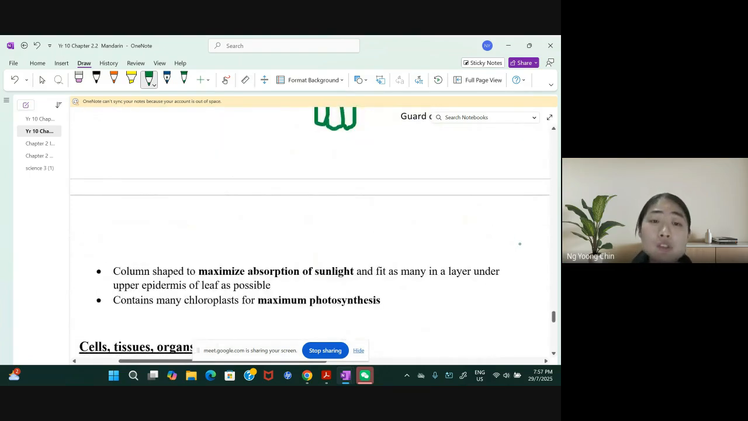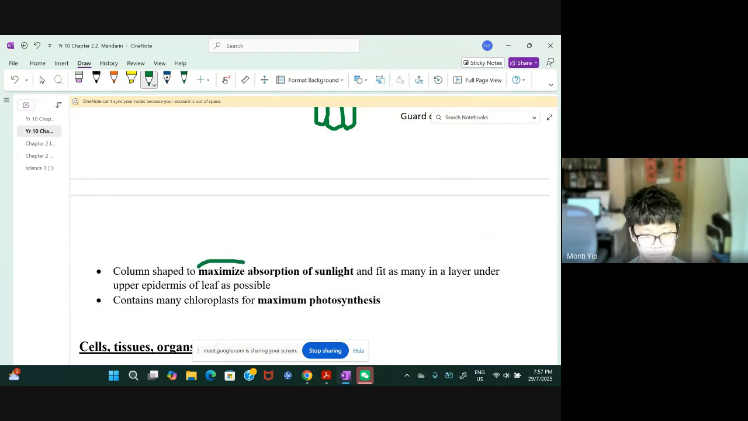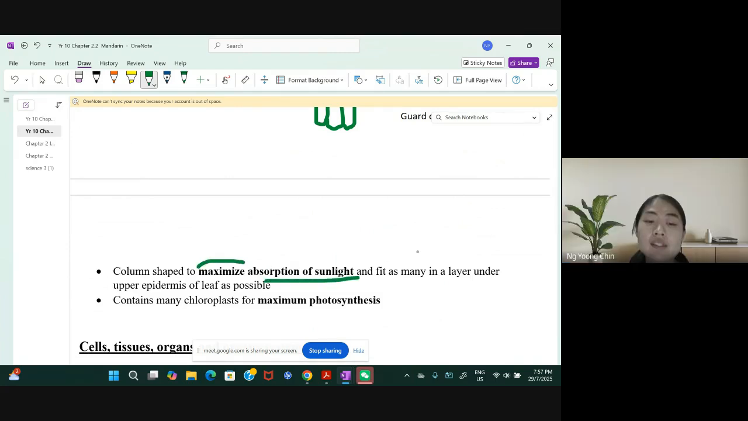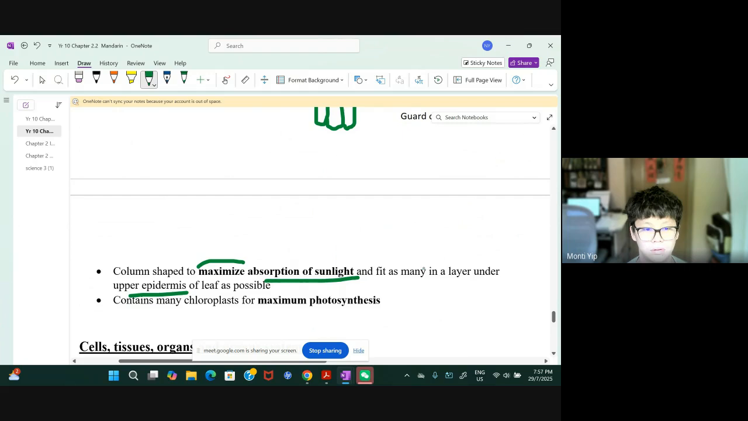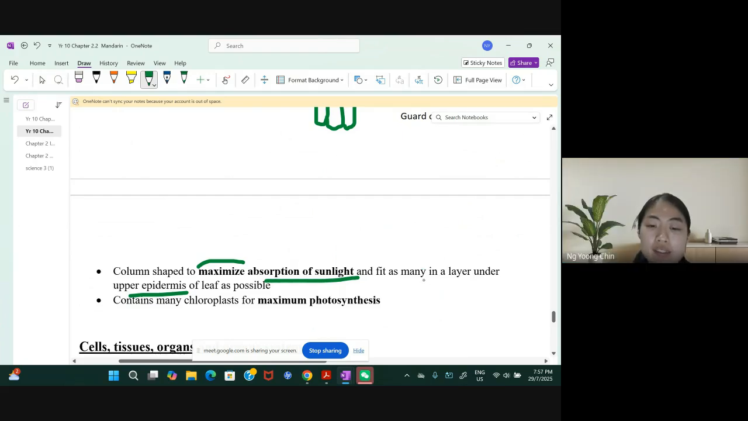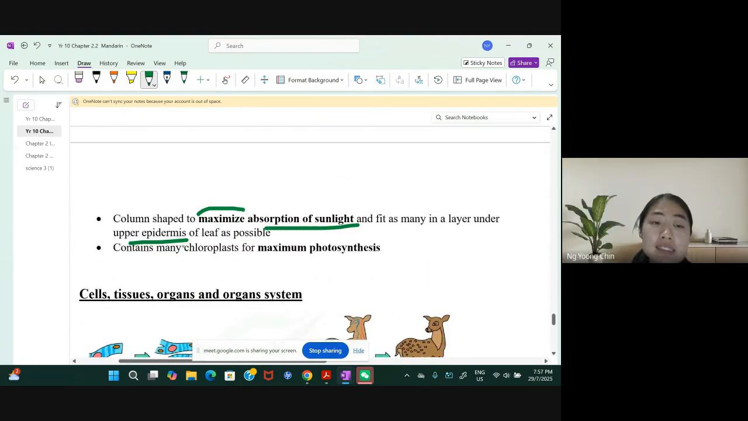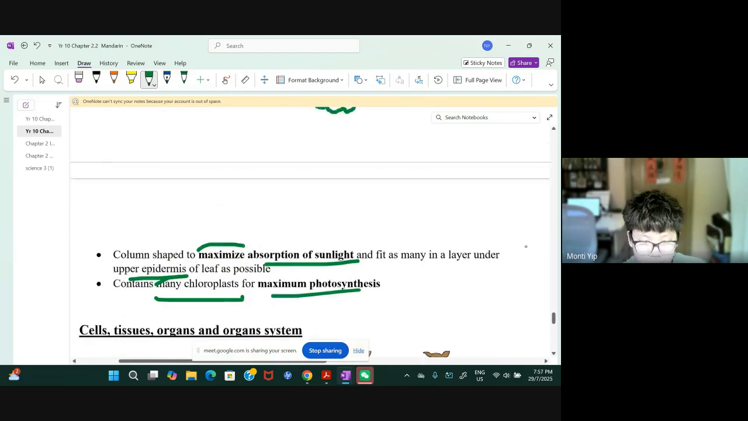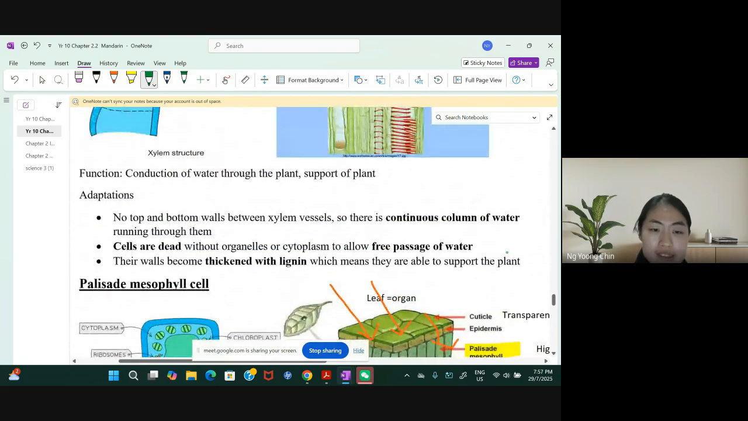The reason they need a long column shape is so they can increase the surface area, so they can increase the rate of absorption of sunlight. They lie under the upper epidermis so they can be exposed to more sunlight. Inside the palisade mesophyll cell they have a lot of chloroplasts, so they can increase the rate of photosynthesis. Okay, just these two.